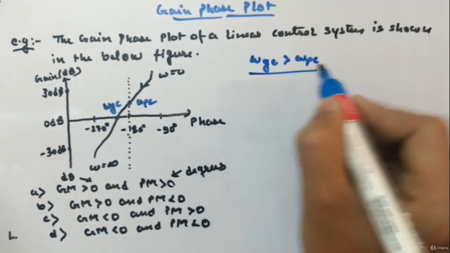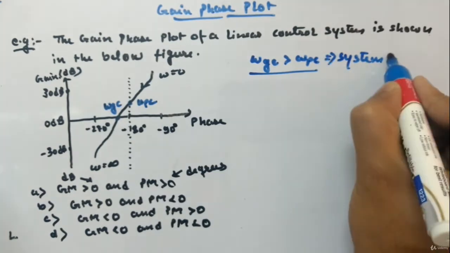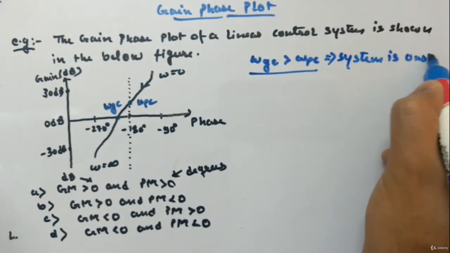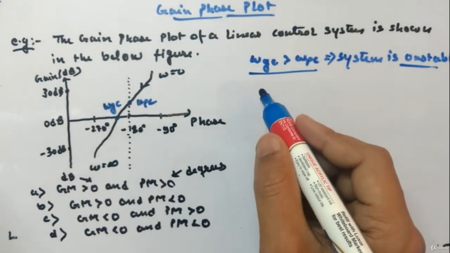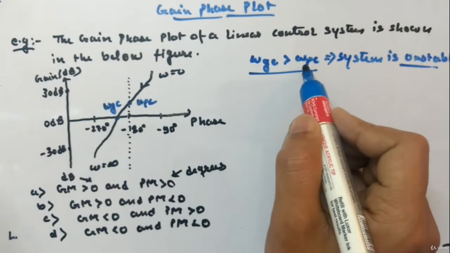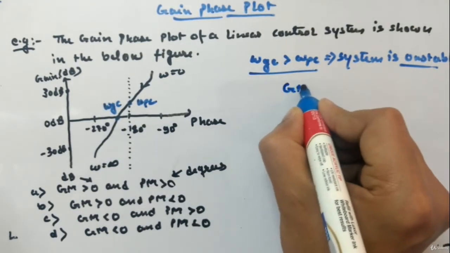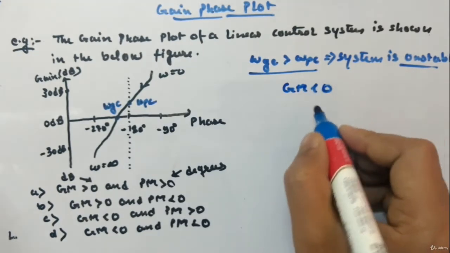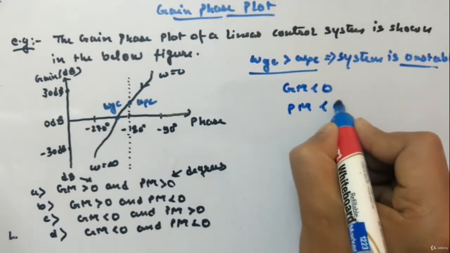So from here only you can say the system is unstable. Okay, unstable, because omega GC is greater than omega PC. For a stable system, omega PC is greater than omega GC. Okay, so you can directly say GM is less than 0 and PM is also less than 0.